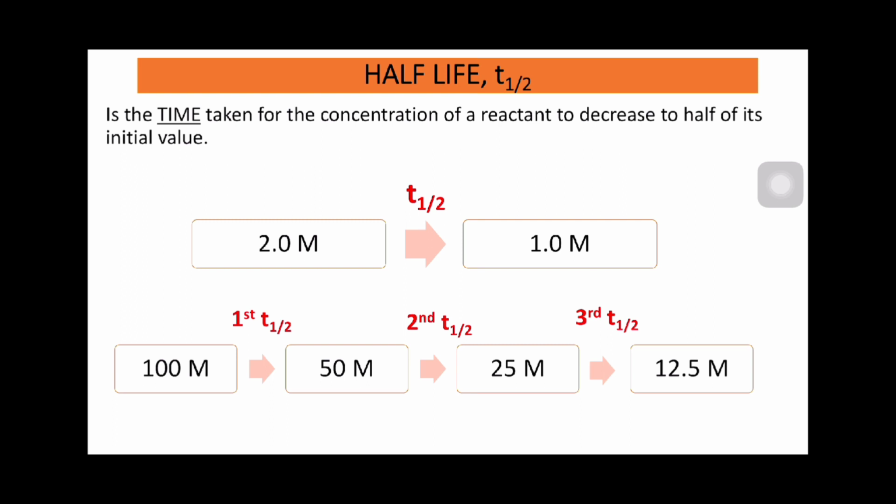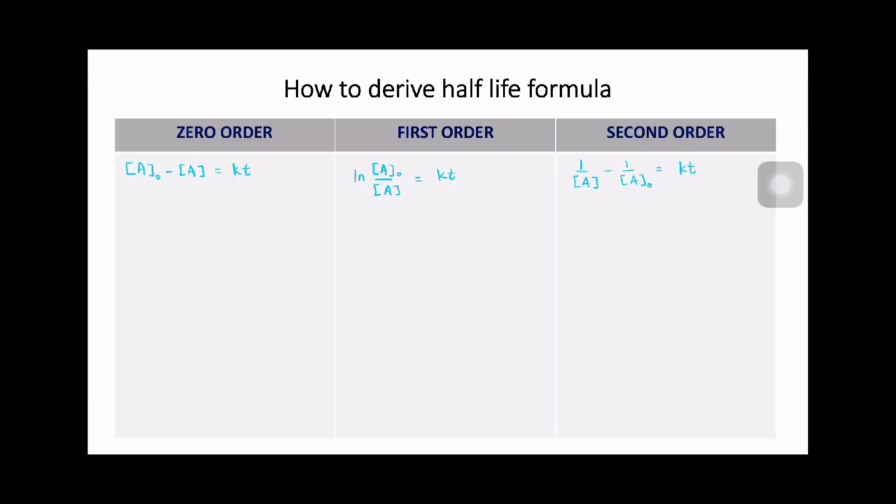For example, from concentration 2 molar becomes 1 molar, the time taken is called as half-life. Next example, from 100 molar to become half of it, that is 50 molar, the time taken is called as the first half-life. The next half-life, when 50 molar becomes 25 molar, is called as second half-life. And the next one is called as third half-life.